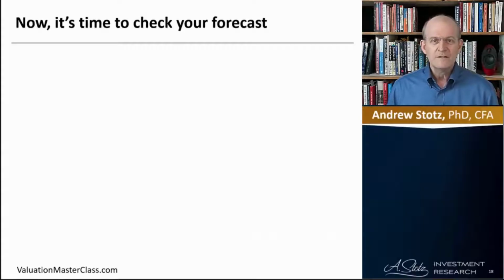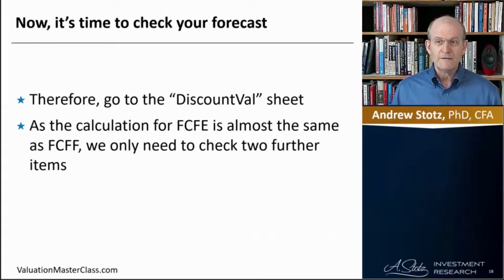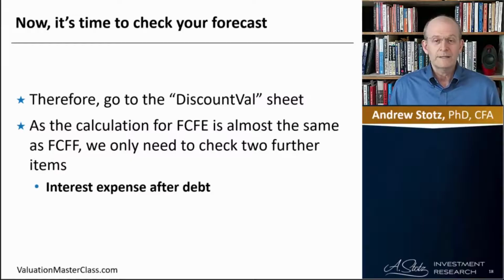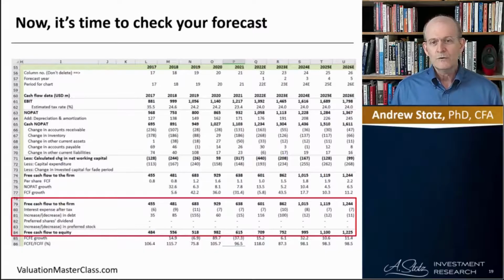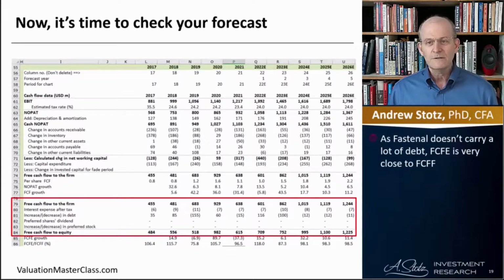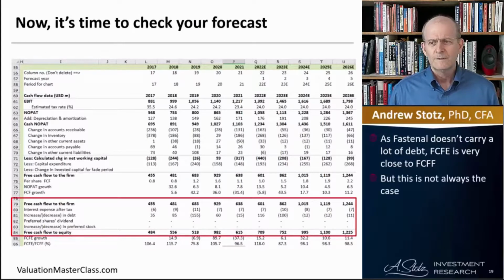So now it's time to check your forecast. You just go to the discount val sheet, as the calculation for free cash flow to equity is almost the same as free cash flow to the firm. We only need to check two further items. That's the expense and debt. So there is the expense and also the net borrowings. So here we can see those adjustments that need to be made, and we can get to our free cash flow to equity. Fastenal doesn't carry a lot of debt, so free cash flow to equity is very close to free cash flow to the firm. But this is not always the case.